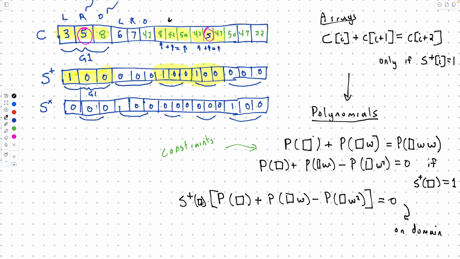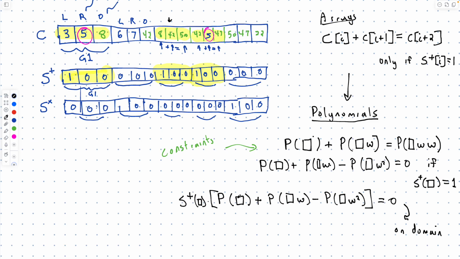Therefore, this expression is going to be 0. And the only time I need to check whether this equation holds is if S plus is 1. If S plus is not 1, then there's no point in checking it because this is 0, so I already know that it's 0. Everywhere it's a 1, I have to do this check.